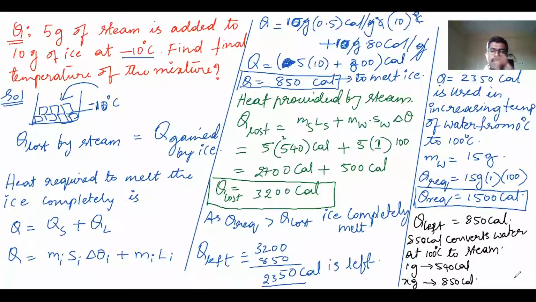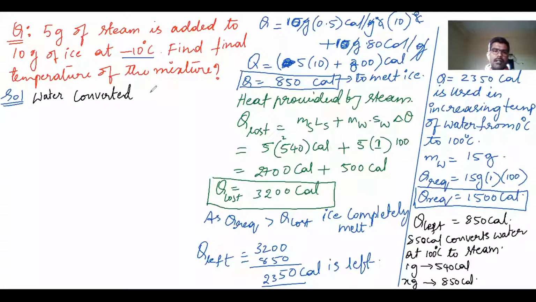Most of the students will make a mistake here. Simply you will be taking 2350 is equal to m s delta theta. Then delta theta you will be getting greater than 100. But practically water cannot take temperature more than 100 degrees Celsius. If you are providing heat energy such that its temperature is raised to 100 degrees Celsius, beyond that water gets converted to steam. Its temperature will not increase further from 100 degrees Celsius. That's what you need to remember.